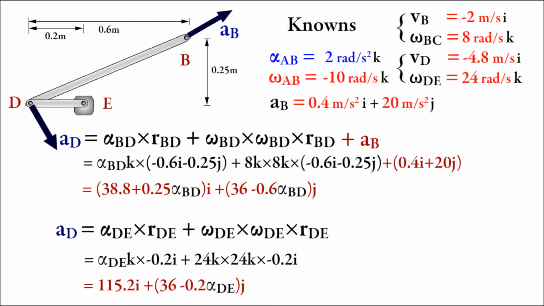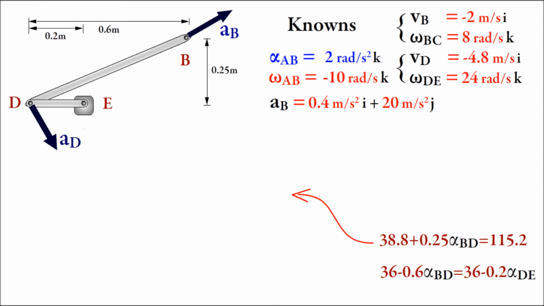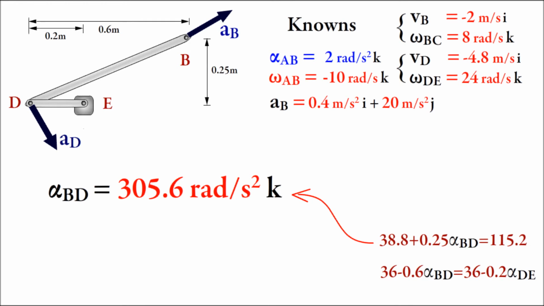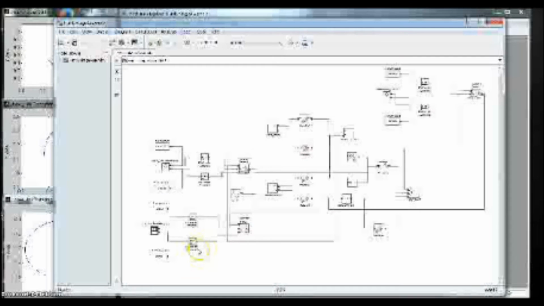Equating these two sets of components gives two equations with two unknowns. In the first equation, we can isolate the angular acceleration of BD, which comes out to be 305.6 radians per second squared, and it's positive, so it's counterclockwise. Substituting the angular acceleration of BD into the second equation, the angular acceleration of DE is 736.8 radians per second squared, and it's positive, so it's counterclockwise.